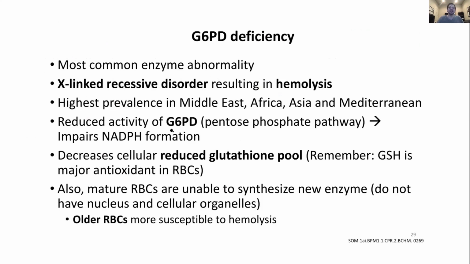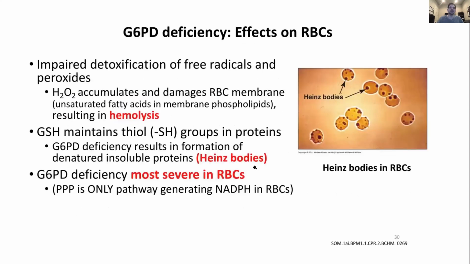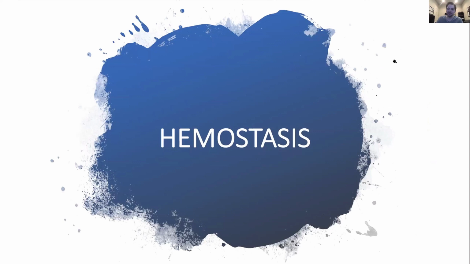G6PD, remember it's X-linked. You get this hemolysis. They could ask you the descent. That'd probably be just an extra thing they would put in there, but you're getting a decreased glutathione, which is an antioxidant. Heinz bodies, big buzzword for you. Heinz bodies is definitive for G6PD deficiency. So if they talk about Heinz bodies in the red blood cells, that's what you want to think about.